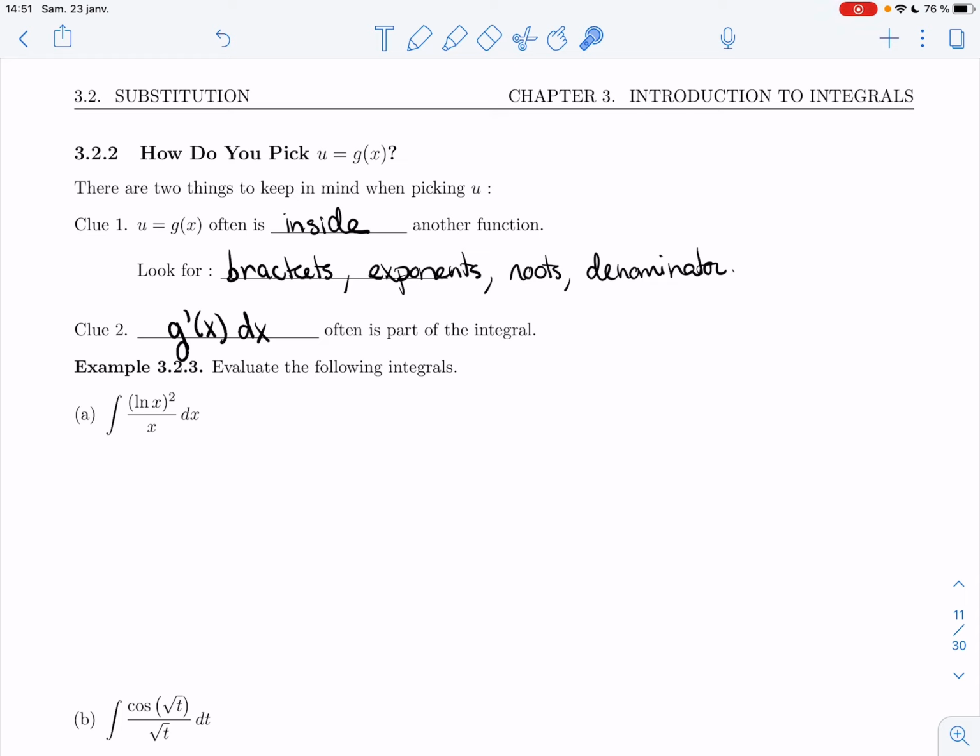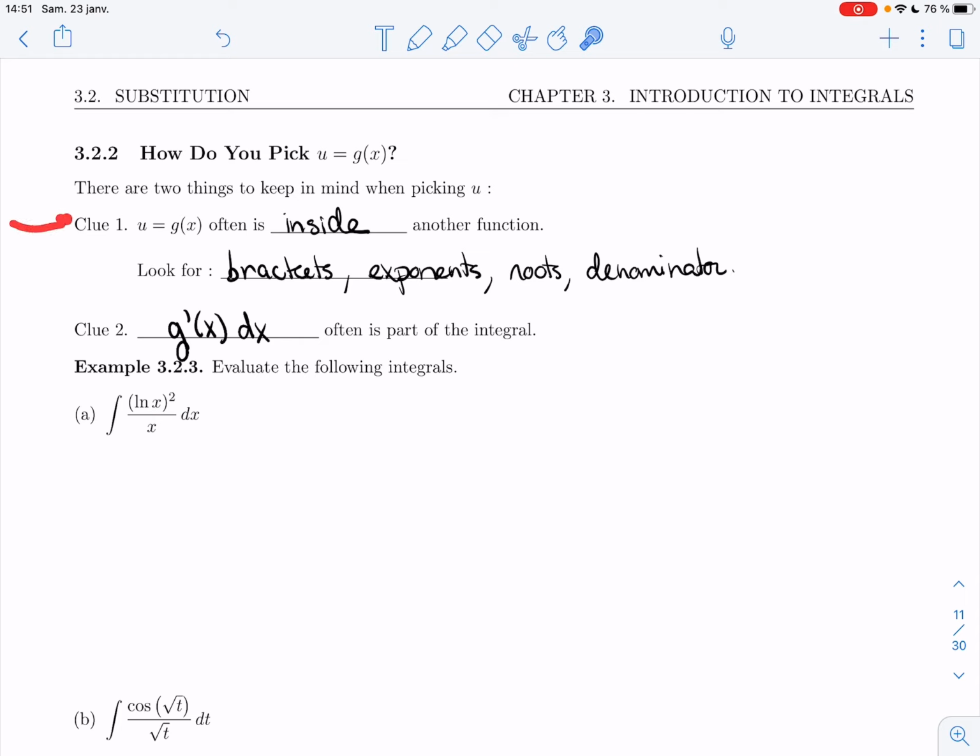All right, so let's try here. Example 3.2.3. Evaluate the following integrals. For all of these, if you feel comfortable, please pause the video and try it for yourself. Try to pick u, try to apply it. All right, let's do A. Integral of ln of x squared over x dx.